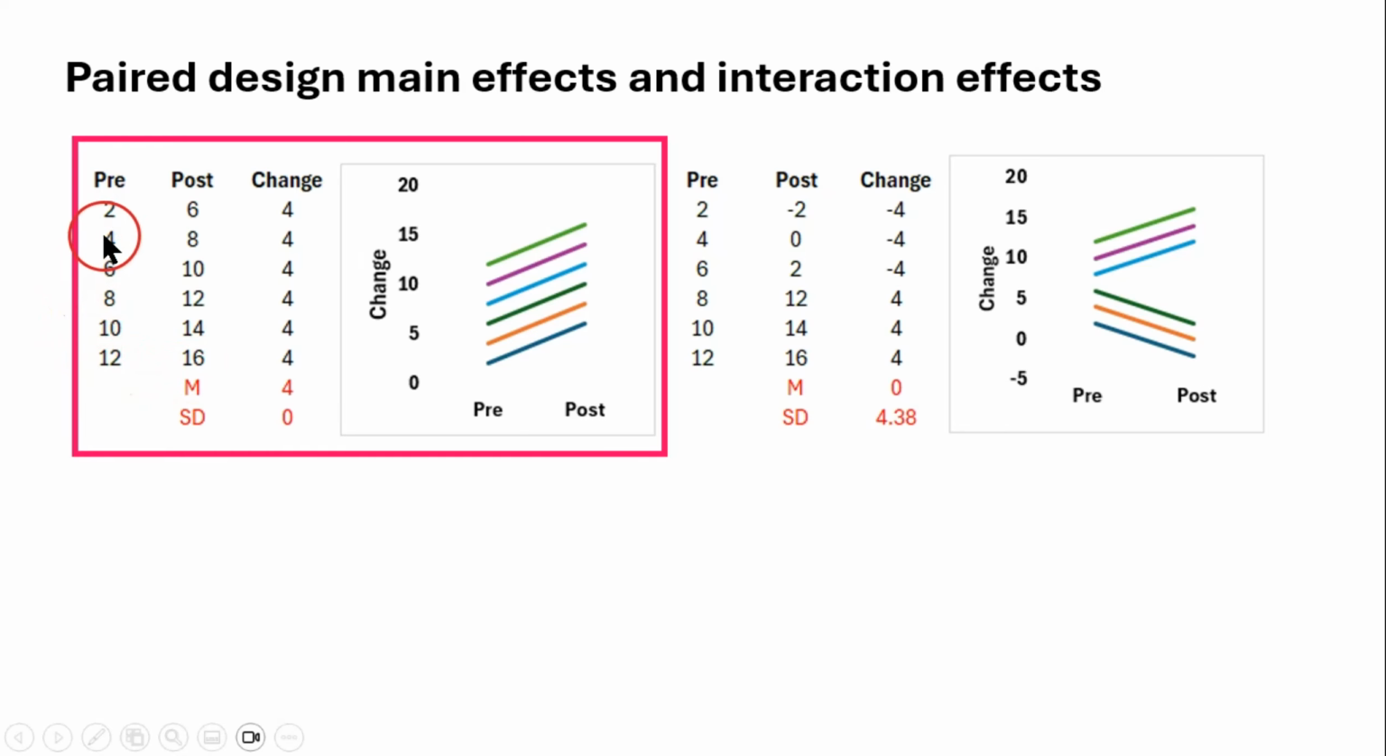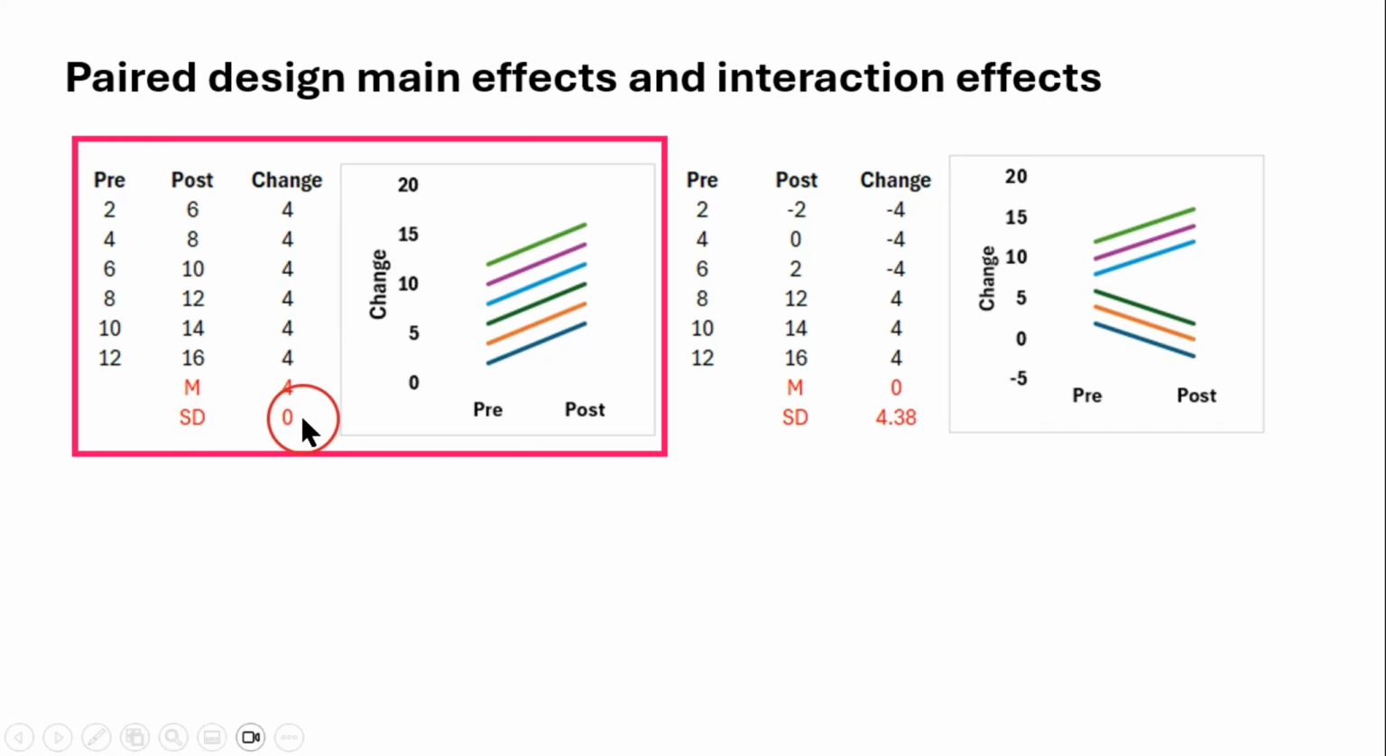So we have the first subject there. At pre they scored a 2, and on post they got a 6 for a change of +4. This subject started out as a 4 and went to an 8, I'm sorry, my eyeballs are in the wrong spot. Started out as a 4 and went to an 8, so they have a change of 4, etc. So you can see the pattern here: 6 to 10, 8 to 12, 10 to 14, 12 to 16. So the mean for the change, the mean is 4, obviously, and the standard deviation is 0. There's no variability in this data right here because they're all the same.